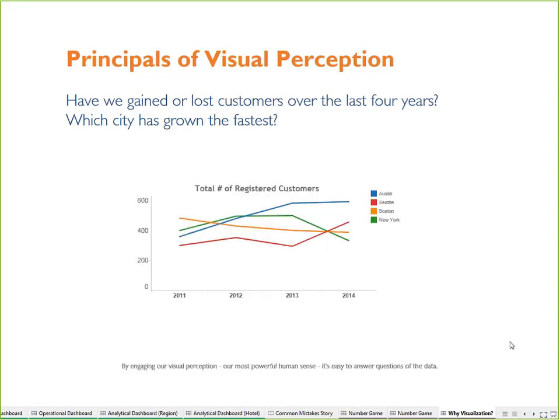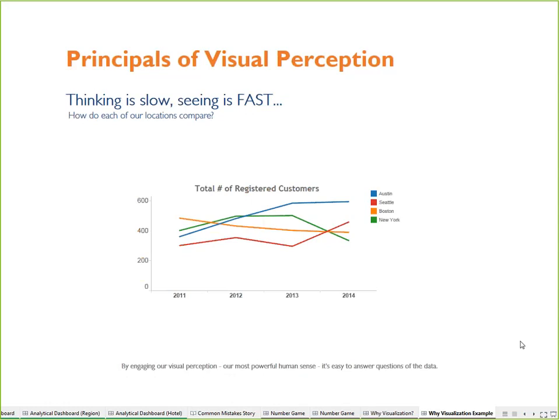Whereas if we encoded this visually with a line graph, it's very easy to see the answer to our questions. By engaging our visual perception, which is our most powerful human sense, it's easy to answer these questions of the data.